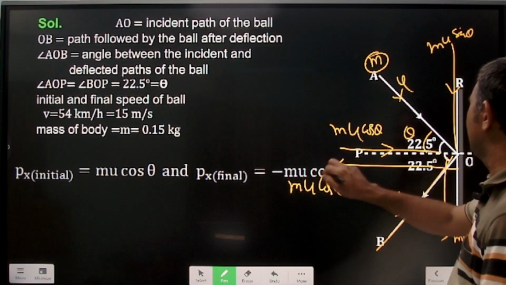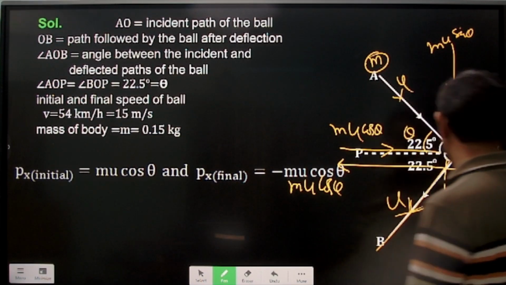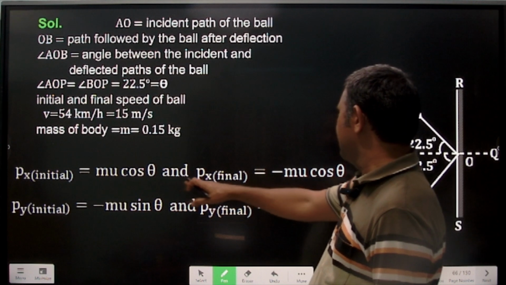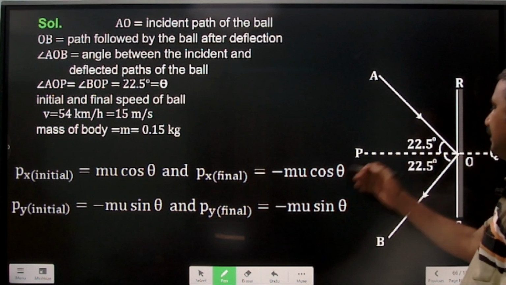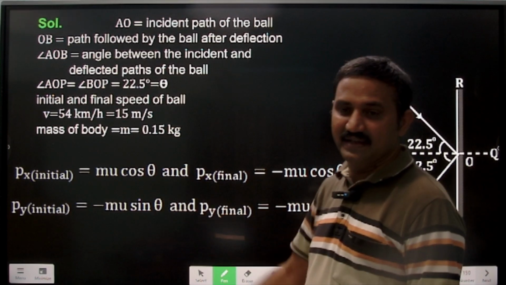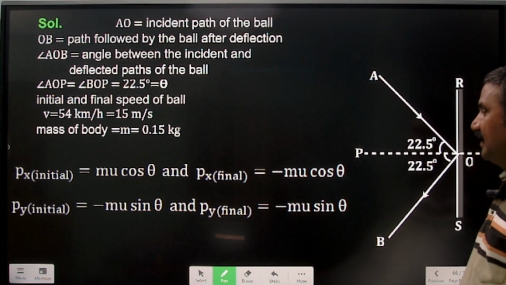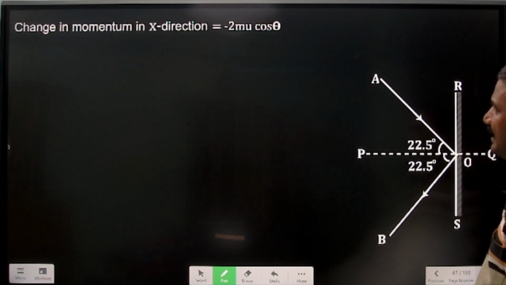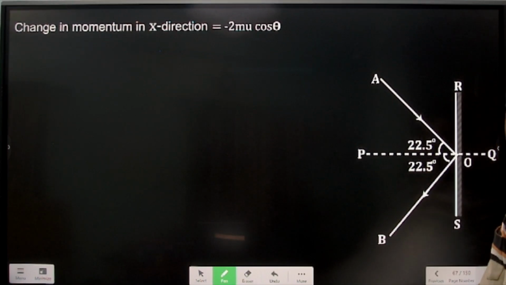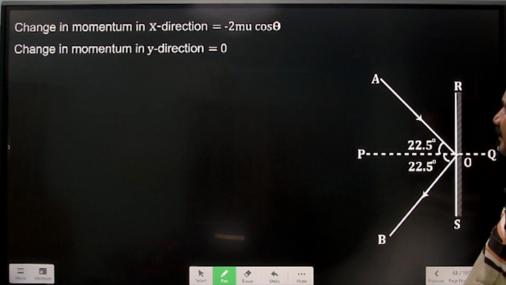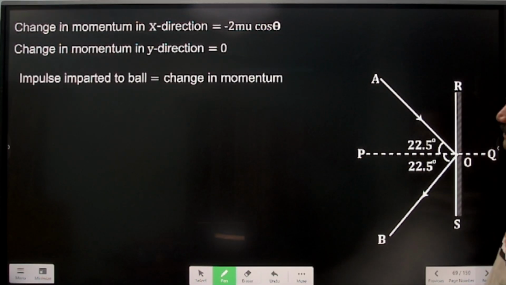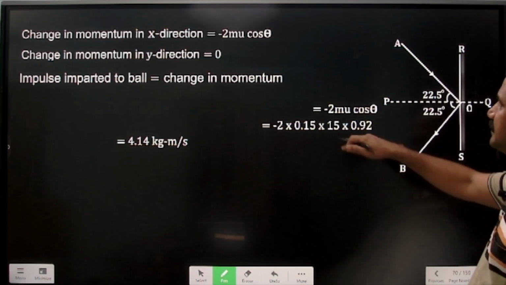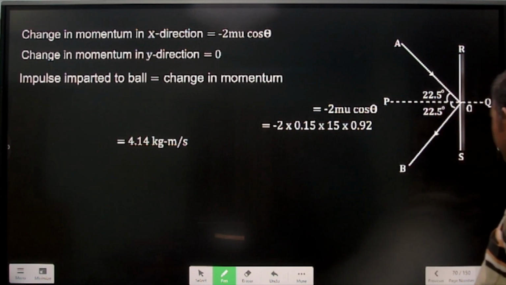Now the change in momentum along the x direction is final momentum minus initial momentum. The initial momentum along the x direction is mu cos theta. The final momentum along the x direction is minus mu cos theta, and similarly the initial momentum along the y direction is minus mu sin theta, and the final momentum along the y direction is minus mu sin theta. So finally the change in momentum in the x direction is minus 2 mu cos theta, and similarly the change in momentum along the y direction is 0. So the impulse imparted to the ball is equal to the change in momentum, minus 2 mu cos theta. Substituting the above values, you will get 4.14 kg per second.